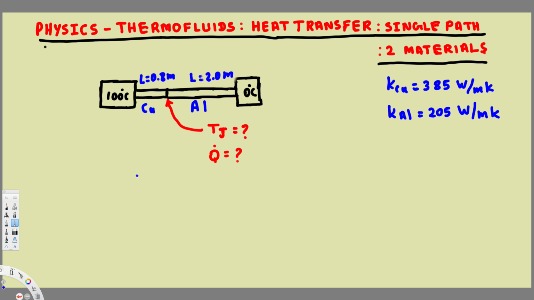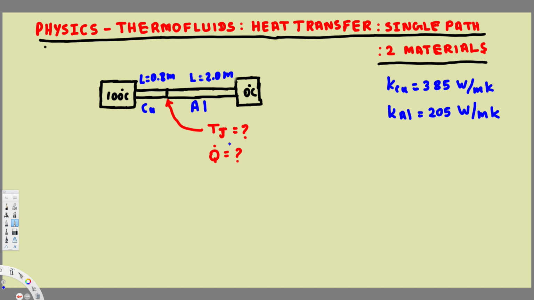Let's do this problem right here. This question is asking for the junction temperature and Q dot. Here we have 100 degrees Celsius connected to 0 degrees Celsius by a bar, and this bar contains copper 0.8 meter and aluminium 2.0 meter. Now let's see how we can calculate these values.